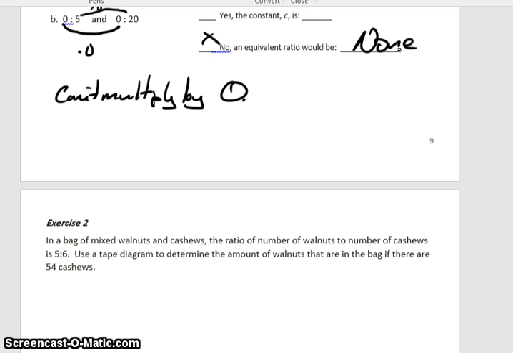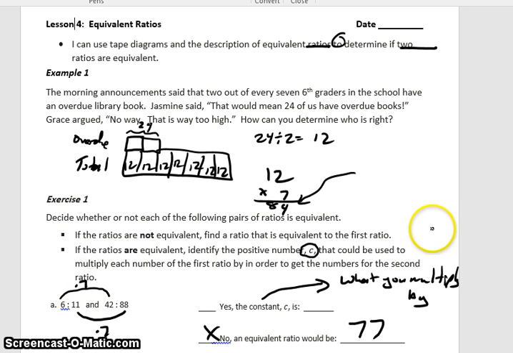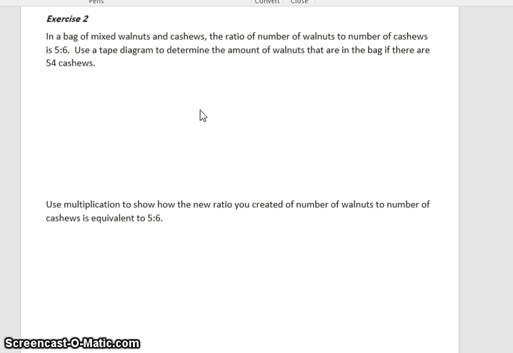All right. Let's look down at what we got here. We're going to use this to actually set up and solve. So we got a bag of mixed walnuts and cashews. The ratio of the number of walnuts to the number of cashews is 5 to 6. Use a tape diagram to determine the amount of walnuts that are in the bag if there are 54 cashews.